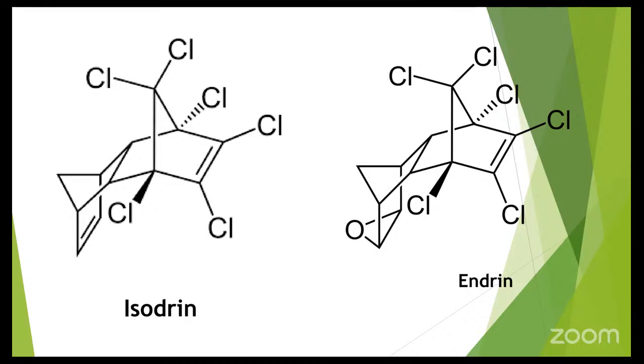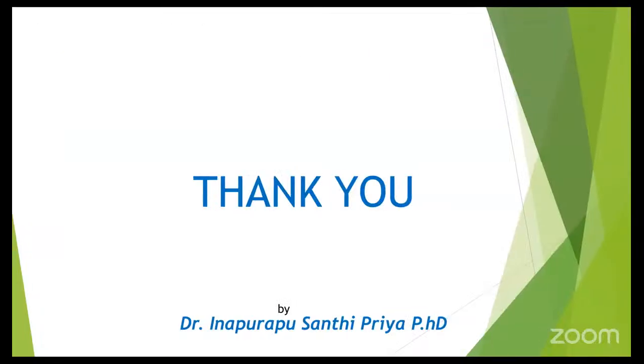There are many isomers of HCH, of which seven are alpha, beta, gamma, and so on. Cyclodiene insecticides include chlordane, heptachlor, aldrin, dieldrin, and isodrin. So this is about the two chapters that we have finished. Thank you.